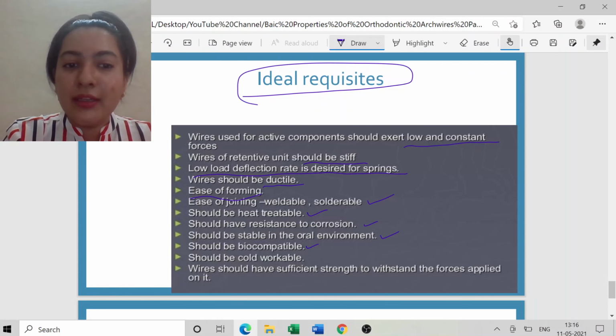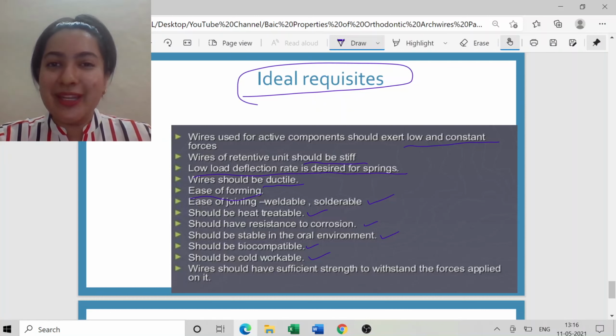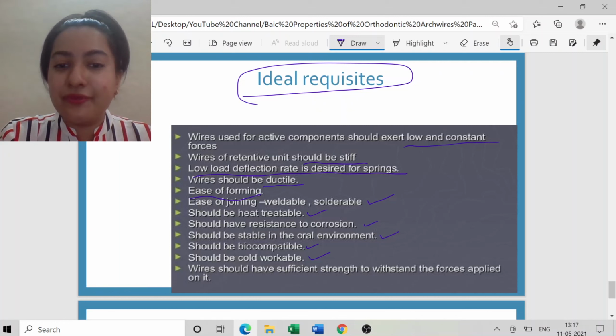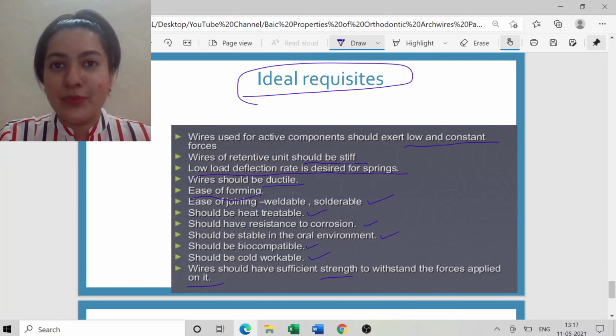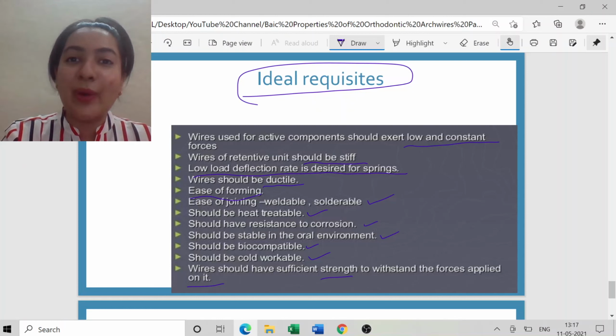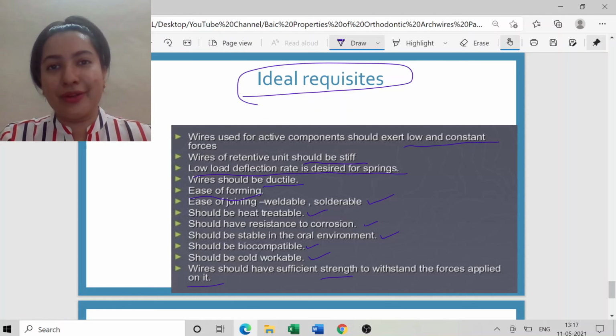It should be cold workable. Again, cold workability. Remember the thing which you do in your BDS years, straightening a wire, strain hardening. We read that. So that is your cold workable. Wire should have sufficient strength to withstand the forces applied on it. Again, we read the concept of strength and stiffness. That was the amount of force required to activate the wire and to deform the wire.